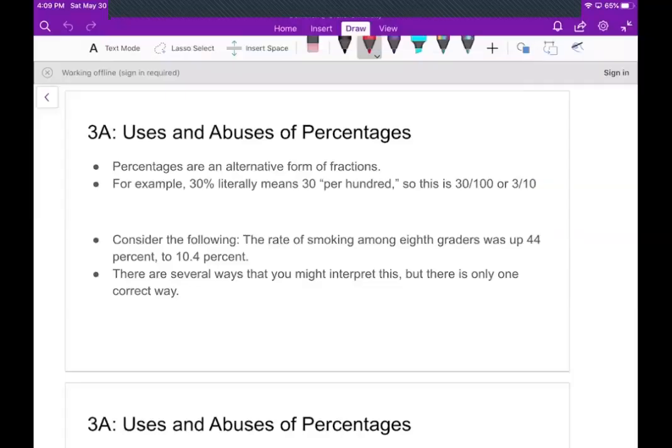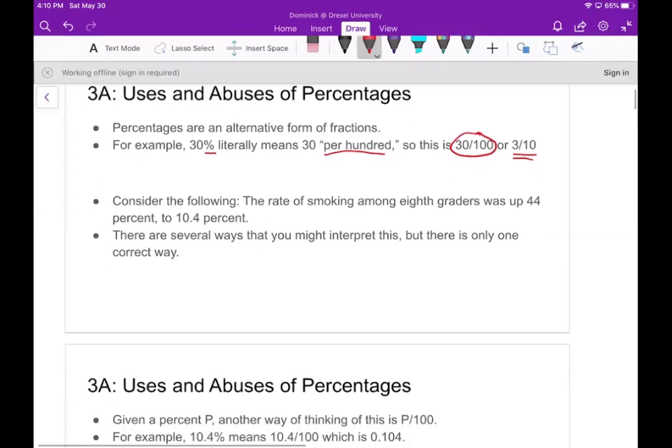Okay, guys, welcome. Today we're going to talk about the uses and abuses of percentages. To start off, when you think about it, percentages are just an alternative form of fractions, right? The word percent literally means per 100. So, for example, if you're thinking of 30%, you really have 30 out of 100, which you could even think of as 3 over 10, right?